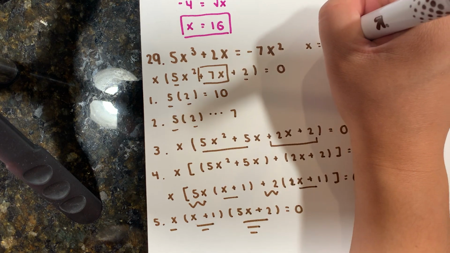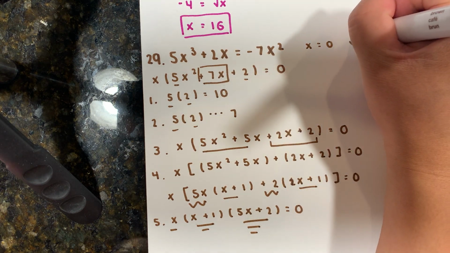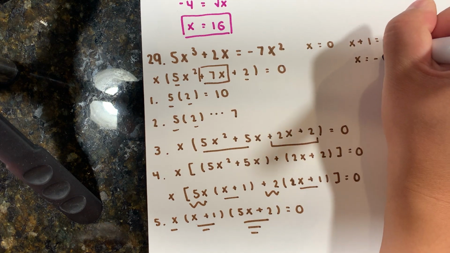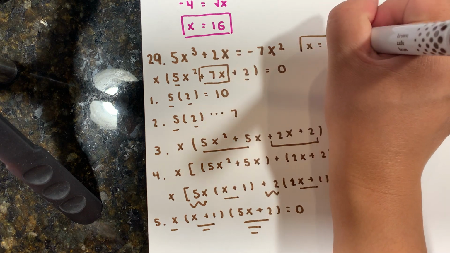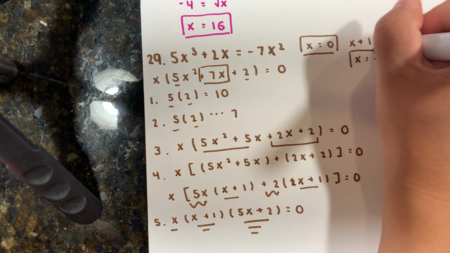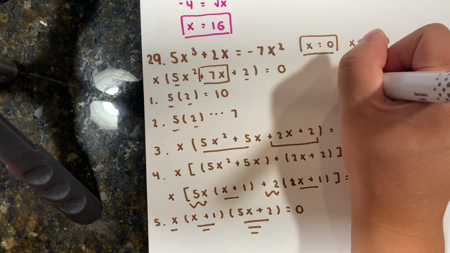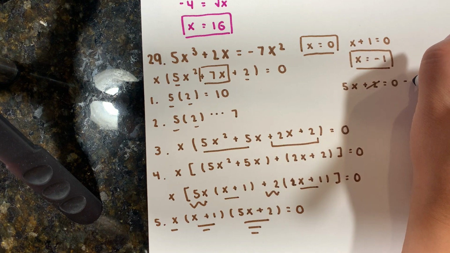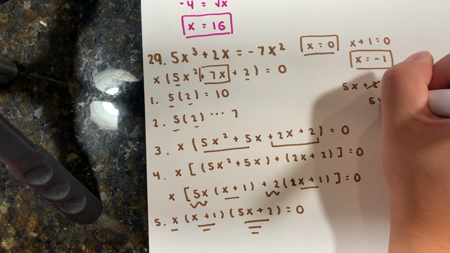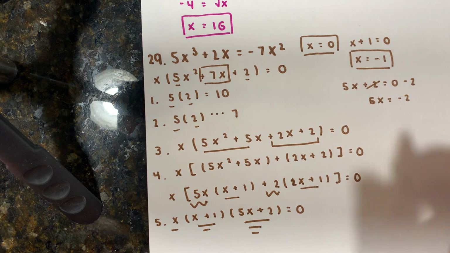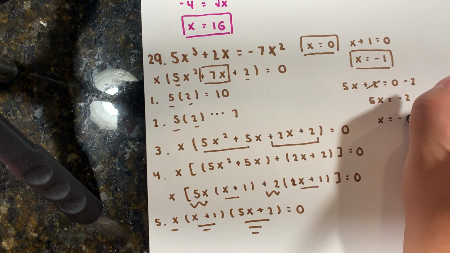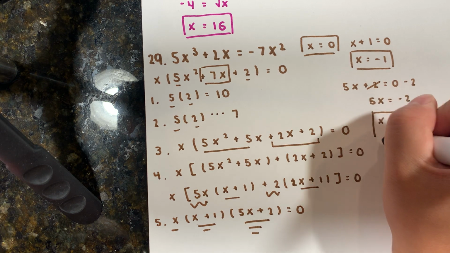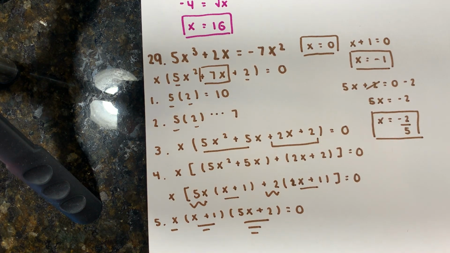My first answer will be x is equal to 0. Second one, x plus 1 equals 0, so x will be equal to negative 1. So I so far have 2 answers. And the last one's going to be 5x plus 2 equals 0. So I'm going to move the 2 to the other side, so you get 5x equals negative 2. So x would be equal to negative 2 over 5. And that's number 29.